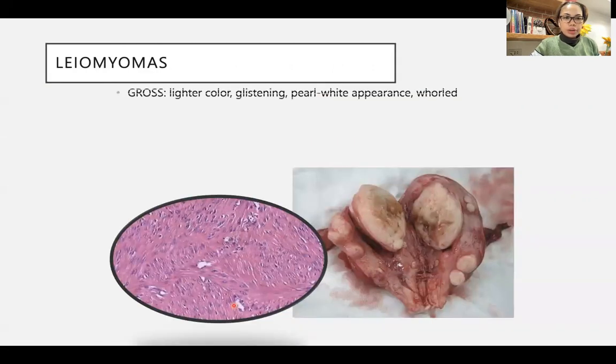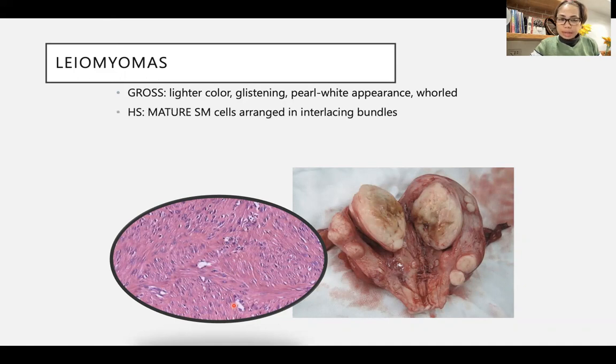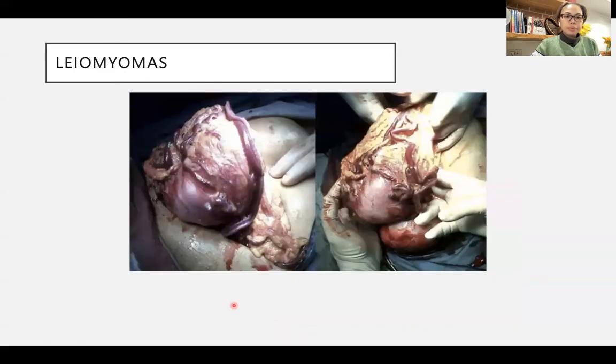Again, I showed this already earlier, the gross and the microscopic. It's light in color, glistening, and whorled. Again, these are benign neoplasms. What we see in histology are mature smooth muscle cells arranged in interlacing bundles. That's why it's spindle in shape. If there is more collagen, then it makes the myoma stiffer.